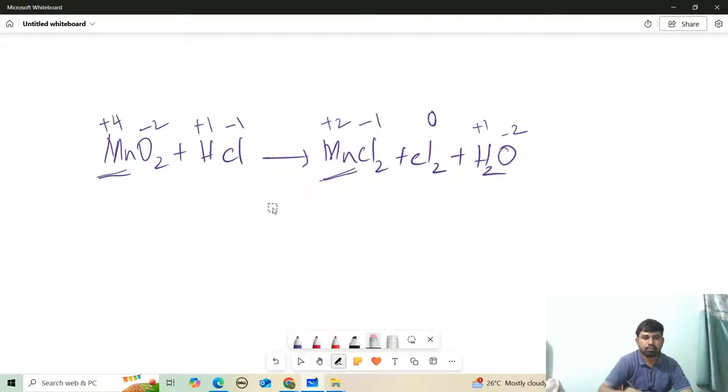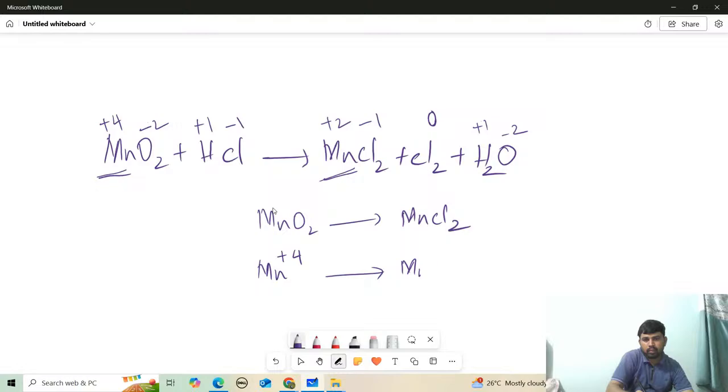Now see, in this case I'm taking MnO2 and it is converting into MnCl2. In MnO2, what is the charge on Mn? It will be +4. And what about here? It will be Mn +2. So is the charge decreasing or increasing here? From +4 to +2 it is decreasing, also called reduction. Okay.